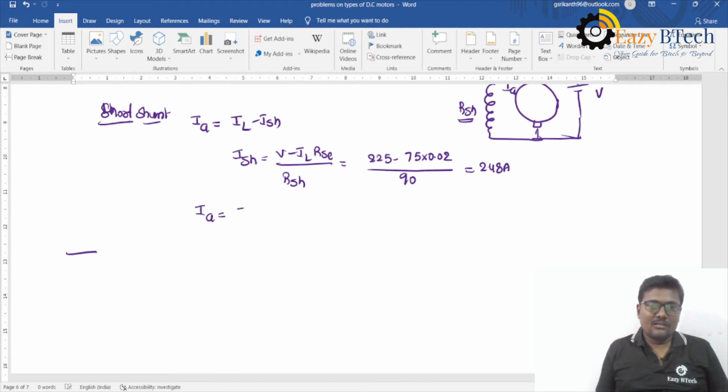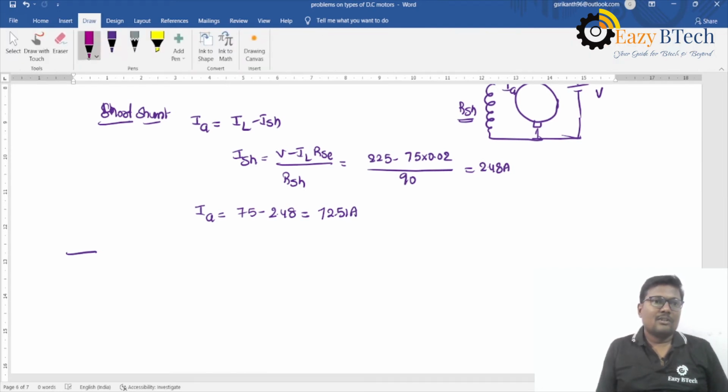Now IA is equal to 75 minus 2.48. Then I got it as 72.51 amperes. This is the armature current.